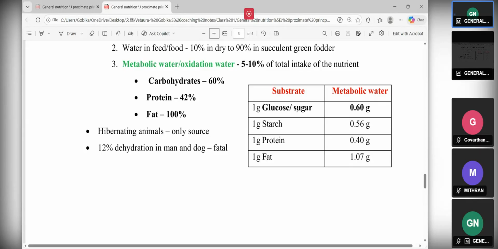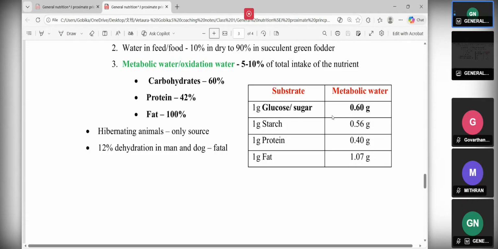From the oxidation of 1 gram glucose or sugar, we will get 0.6 gram water. From the oxidation of 1 gram starch, we will get 0.56 gram. From 1 gram protein, 0.4 gram water. From 1 gram fat, we will get more than 100% in water content. From oxidation of 1 gram of fat, we will get 1.07 gram of metabolic water.